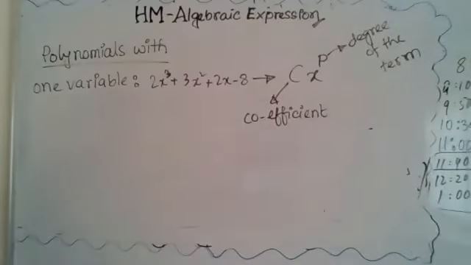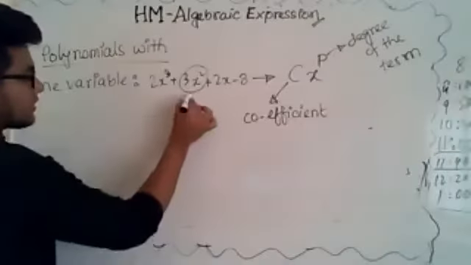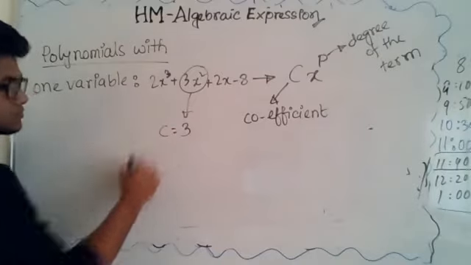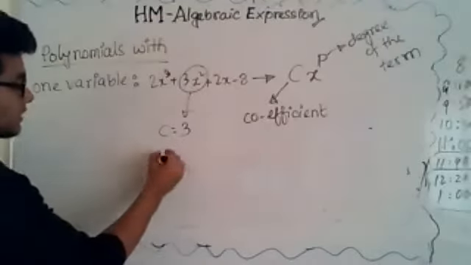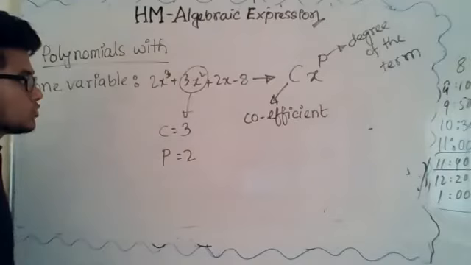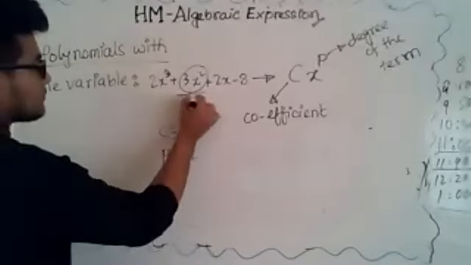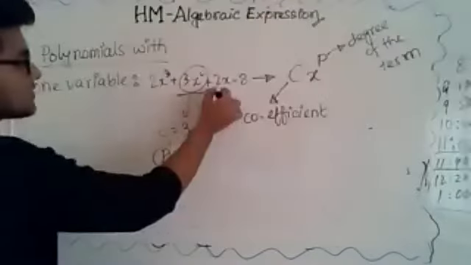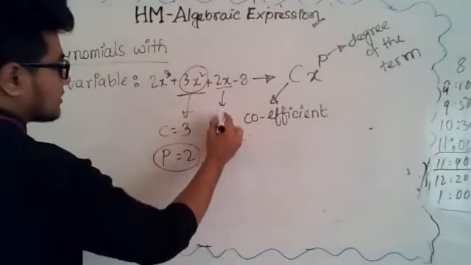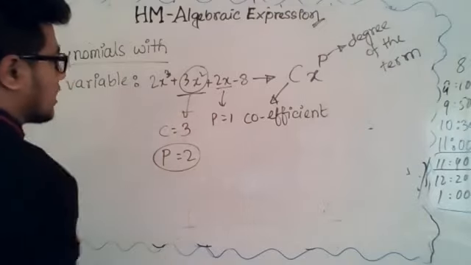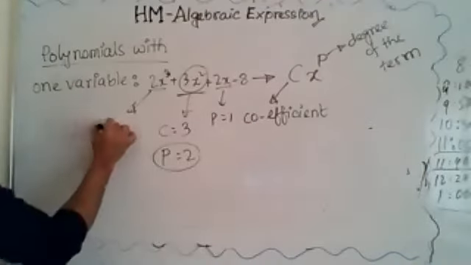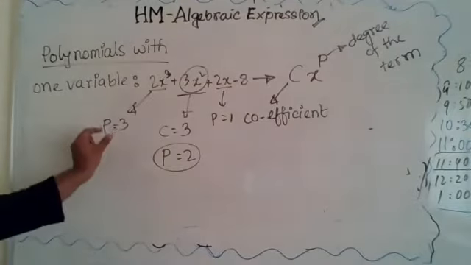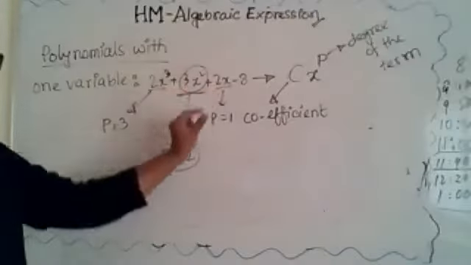Let us say I took this one. If I compare with this one, what will happen? c will be equal to 3, x is x, and what is p? p is 2 here. So what is the degree of this term? 2. What is the degree of this term? p is equal to 1. What is the degree of this term? p is equal to 3. Understood this one? So these are the degrees of the particular or individual terms.